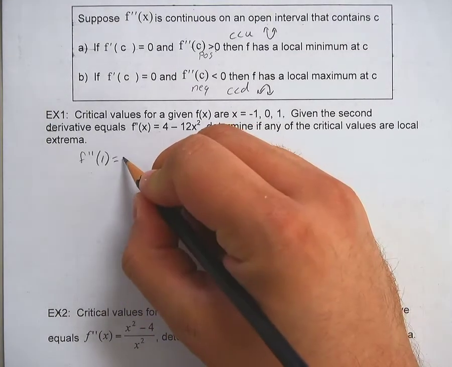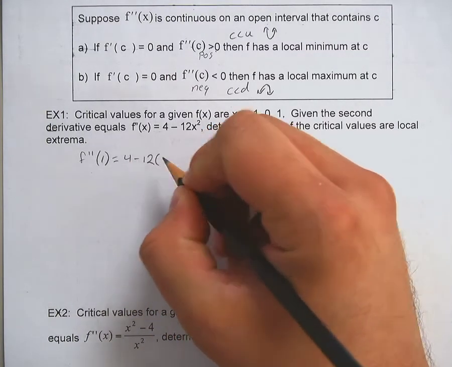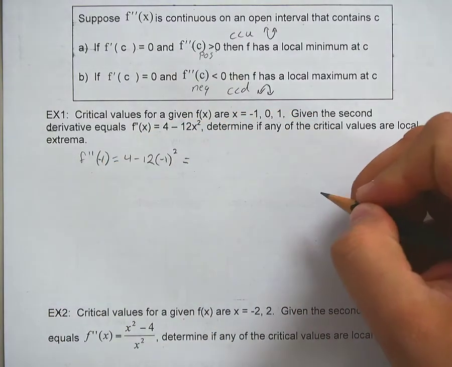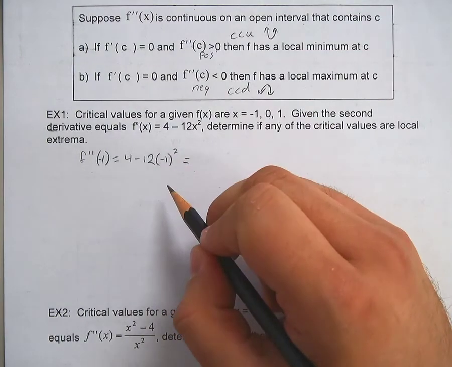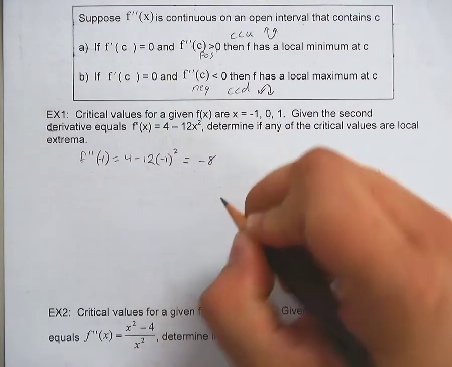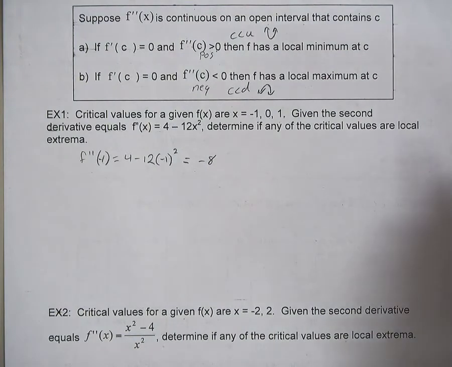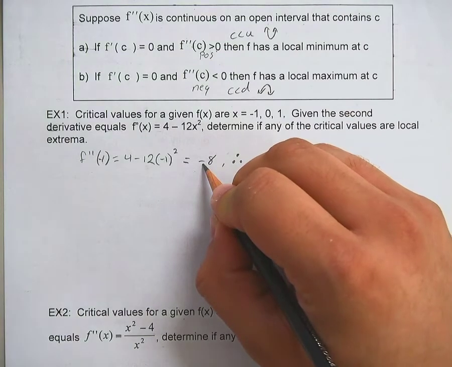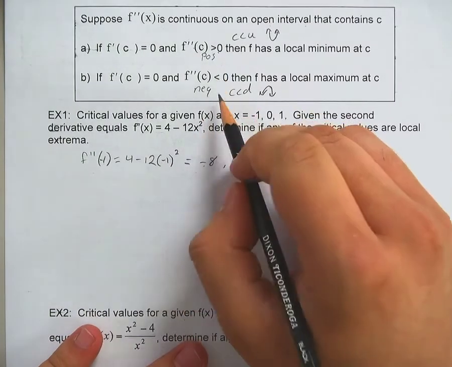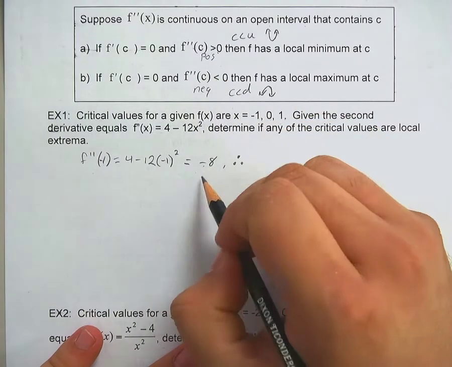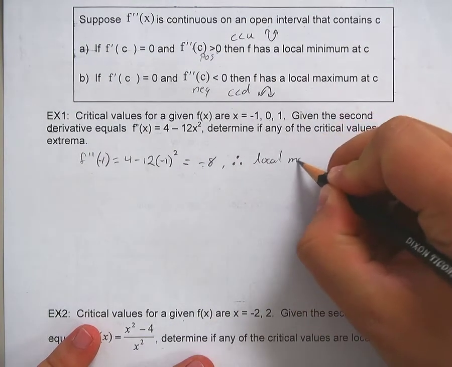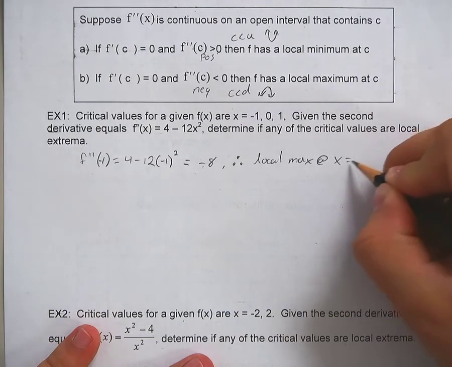So going into the second derivative here, 4 minus 12 times, let's do -1 first, -1 squared, and that's going to be what, -8? 4 minus 12, which is -8. Alright, therefore, since this is negative, it's basically like doing a sign analysis. Since this is negative, it means that it's concave down. So what this negative means is that we have a local maximum. Local max at x equals -1.